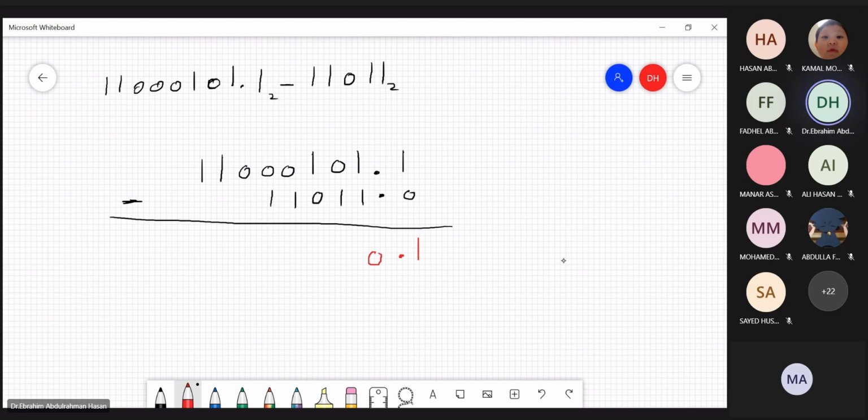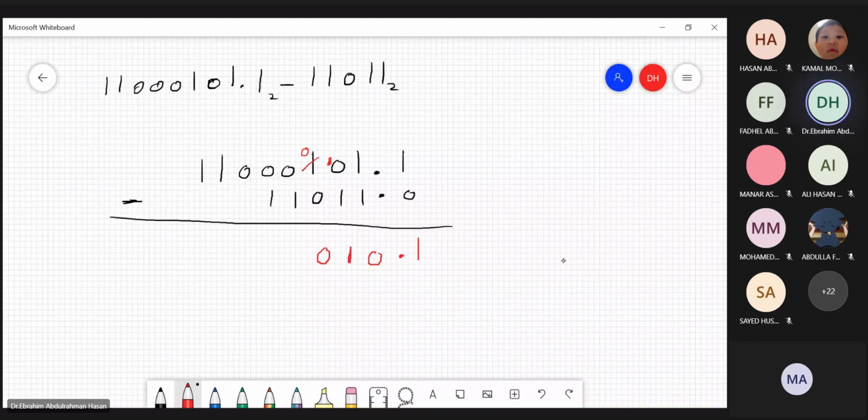Okay, 0 minus 1 we need to borrow. Borrow from where? From here. Then this has become 0, this becomes 1 0, and 1 0 minus 1, so which is 2 minus 1 إذا فكرت فيها بالديسيمال. So then it is equal to 1. So now it is 0 minus 0, it is 0.